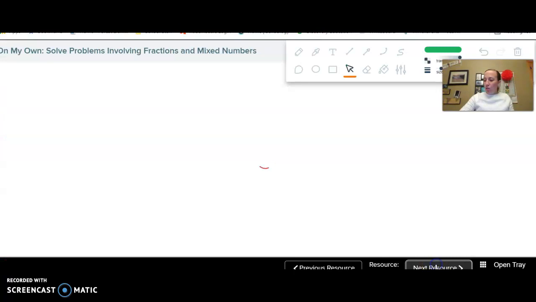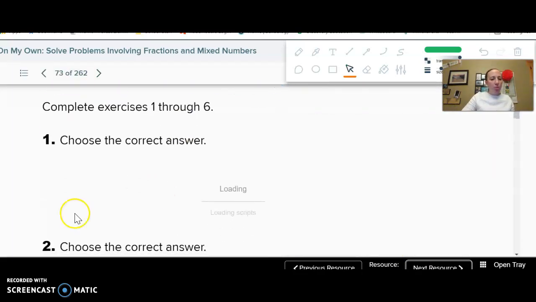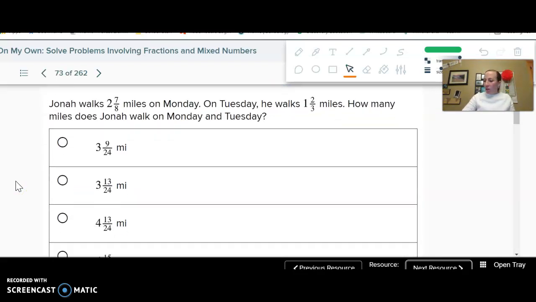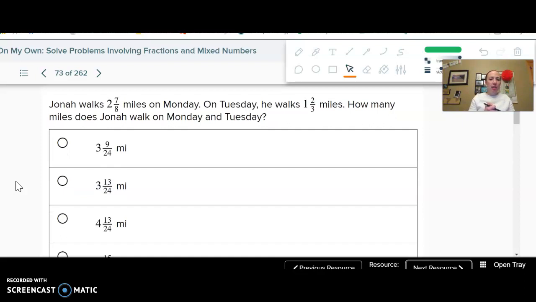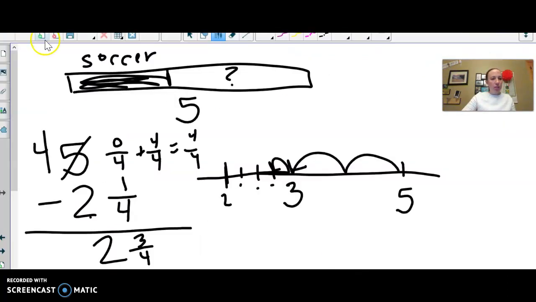All right, let's do just 2 practice problems with this one. Because mostly we're just practicing figuring out what operation we are doing. Then it's also a little good practice with fractions. All right, Jonah walks 2 7/8 miles on Monday. On Tuesday, he walks 1 2/3 miles. How many miles does Jonah walk on Monday and Tuesday? Go ahead and give it a try. All right, hope you got it. I'll go over this quick.